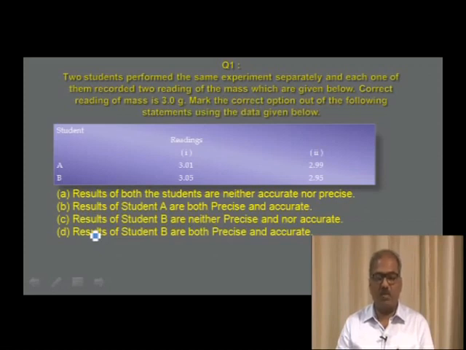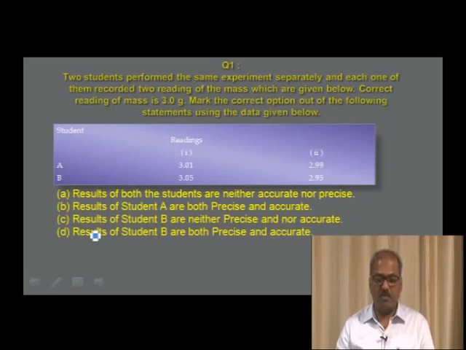Now we shall start with the questionnaire. The first question I have selected is already displayed on your screen. Two students performed the same experiment separately and each one of them recorded two readings of the same mass, which are given below. The correct reading of mass is 3.0 gram. Mark the correct option out of the following statements using the data given below.